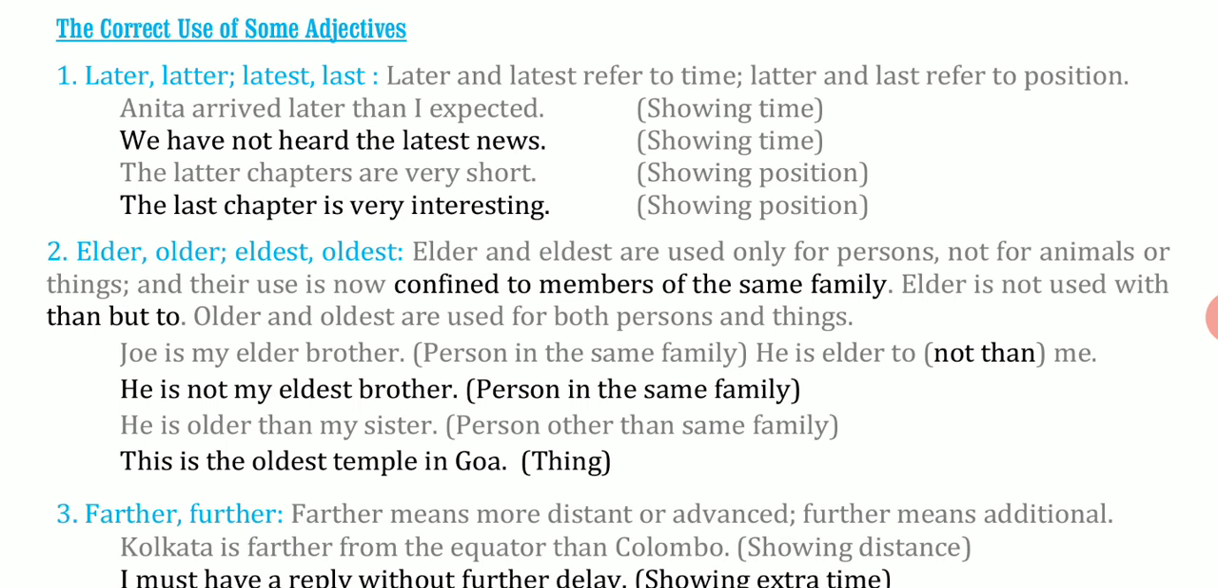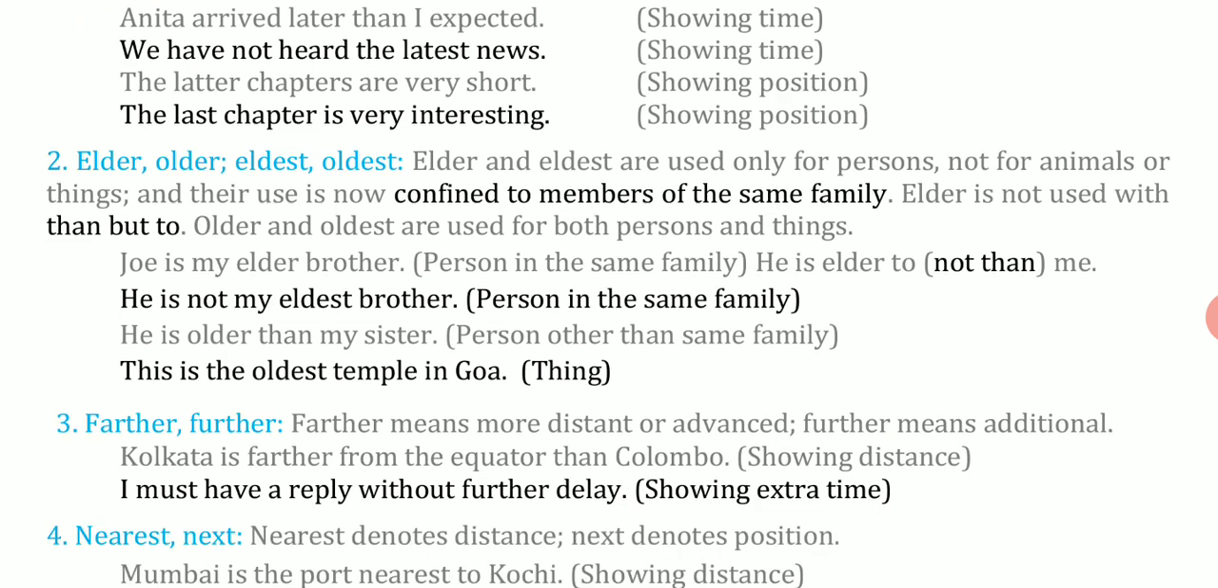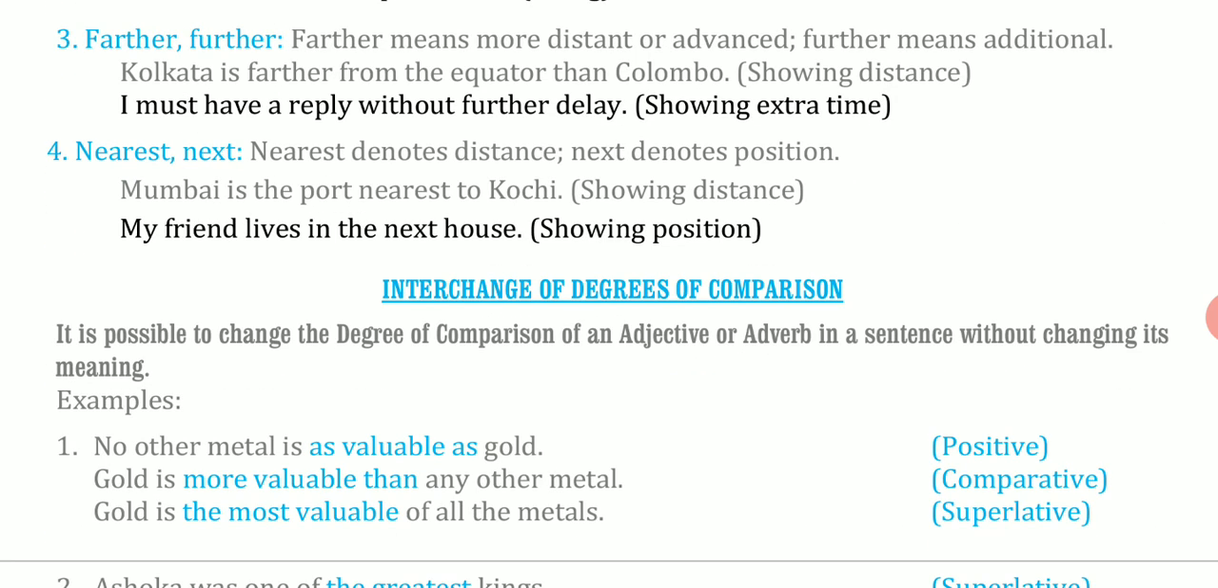He is not my eldest brother. Eldest brother means a person in the same family. He is older than my sister. He means another person, so a person other than the same family. This is the oldest temple in Goa. It means we are talking about some other thing. That's why we have used oldest.